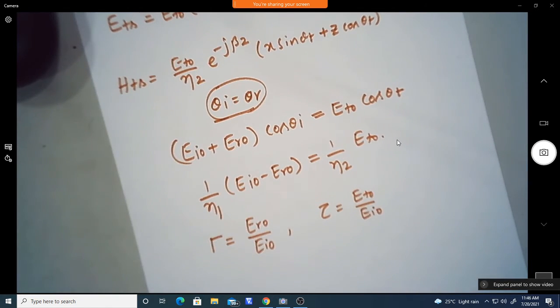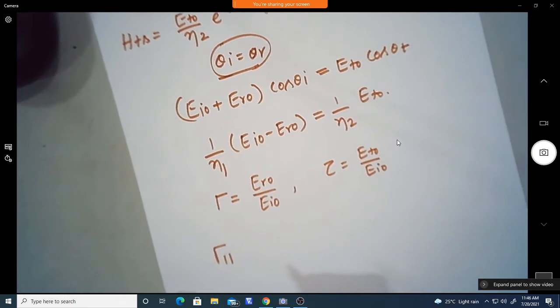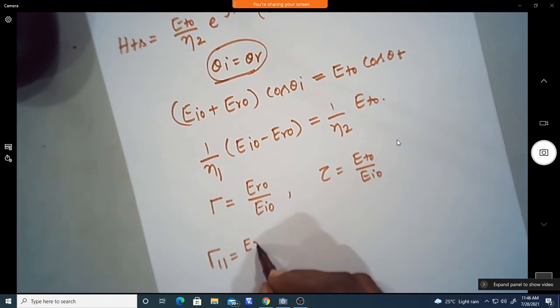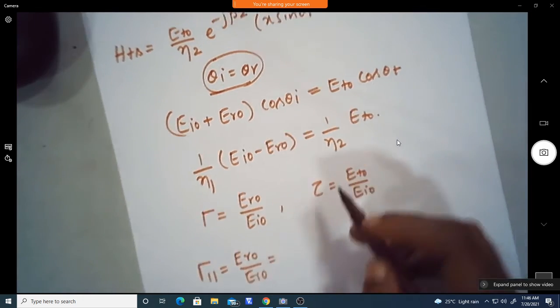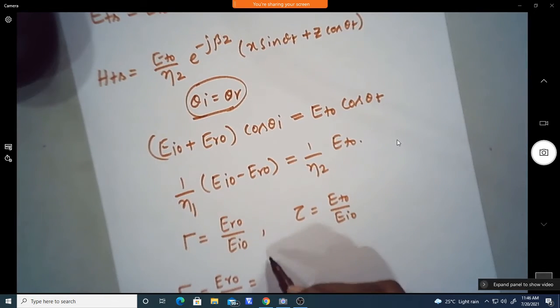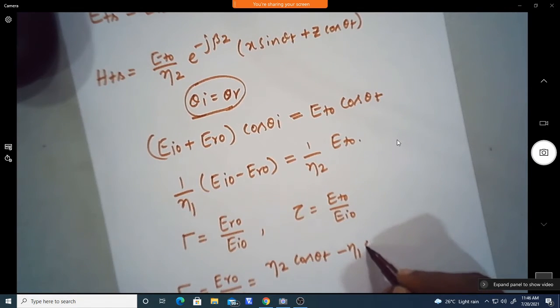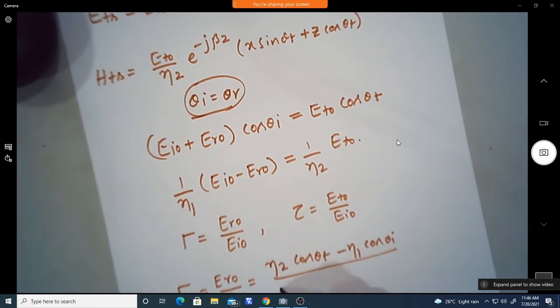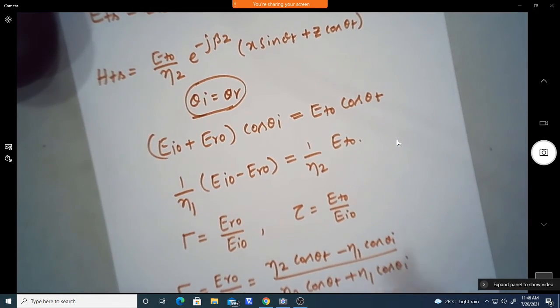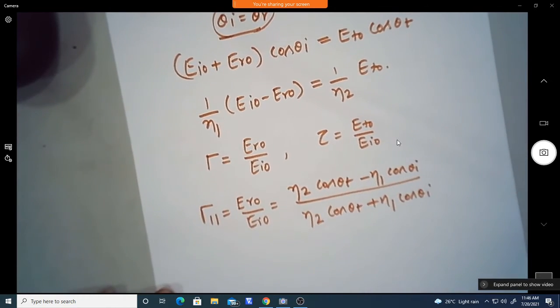Now we can find the reflection coefficient for parallel polarization, which we'll call gamma parallel. That is equal to ER naught divided by EI naught. From this equation, if I take the ER naught by EI naught expression, we are going to get eta 2 into cos theta t minus eta 1 into cos theta I, divided by eta 2 into cos theta t plus eta 1 into cos theta I. So this is the reflection coefficient for parallel polarization.